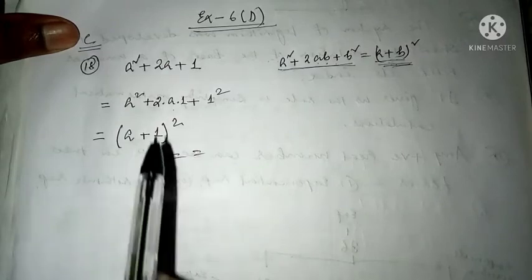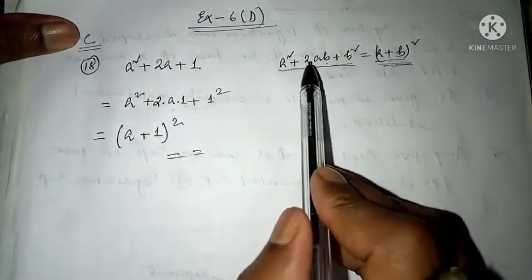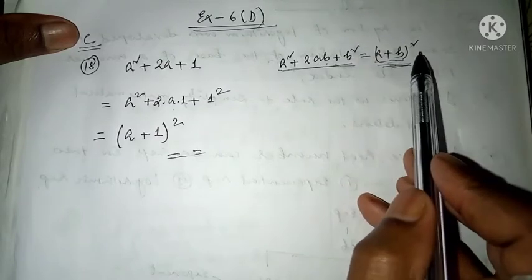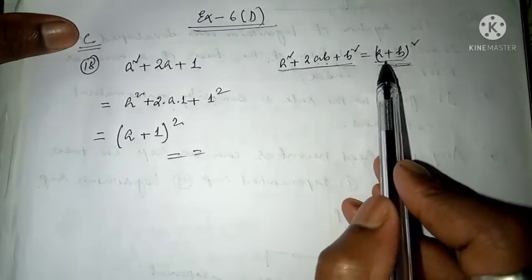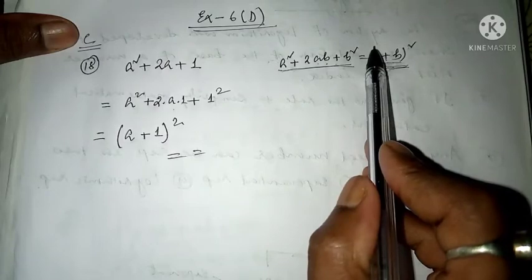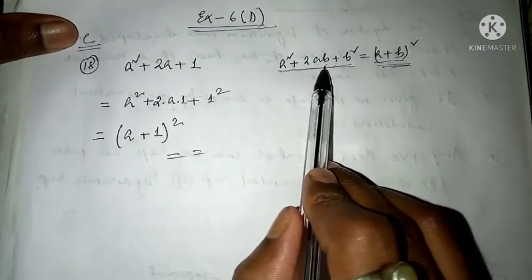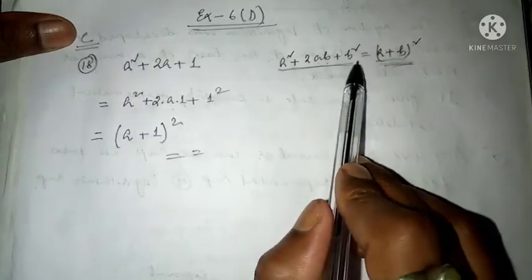I'm repeating it again. You can see here, factorize means we are asked to write it in (a + b) whole square form. Which means it must first be written in this form, that means a square plus twice ab plus b square.